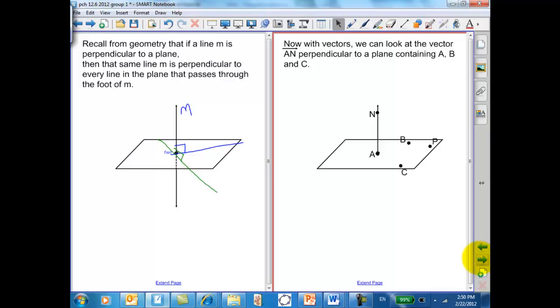Now with vectors, we can look at the vector AN, perpendicular to a plane containing 3 points A, B, and C. So if I draw this vector AB, it's going to be perpendicular to that. AC will be perpendicular to that. Or AP will be perpendicular to that as well.